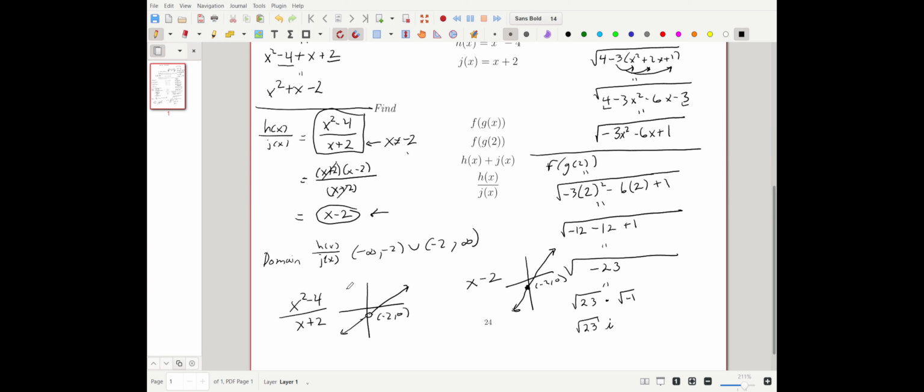So for h of x over j of x, our domain would restrict negative 2, but if we just had this as, call it, let's say, a of x, then this one wouldn't have any domain restrictions, right? It would just be all real numbers.